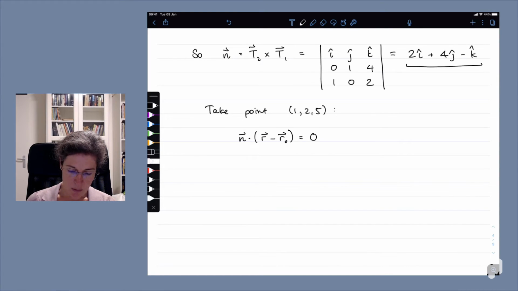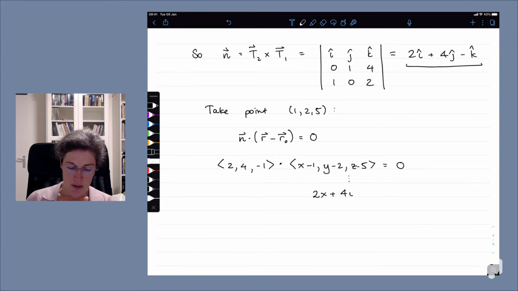All right, let's plug in what we know. So we've got 2, 4, minus 1, and we're going to dot that with x minus 1, y minus 2, z minus 5, and that all needs to be equal to 0. If you do the maths, then do some little simplifying steps, you should find out that the equation for this tangent plane is 2x plus 4y minus z is equal to 5.